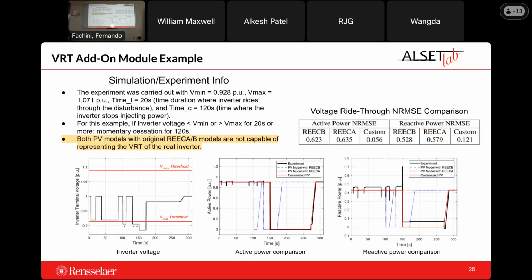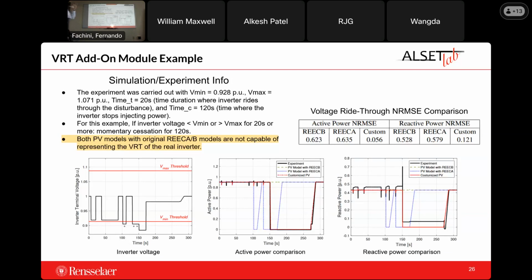And this simulation actually shows the limitations of the models. So if you take a look at the figures down below, what I've done was I've applied different voltage values at the terminal of the real inverter of the experiment. And these were changing. And at two moments, at the asterisk and the double asterisk, the voltage actually dropped below the minimum threshold. But at the first asterisk, it was less than the time for the voltage ride-through.